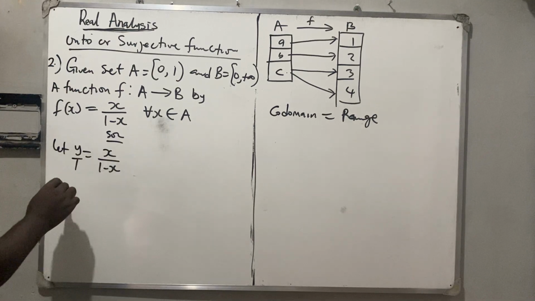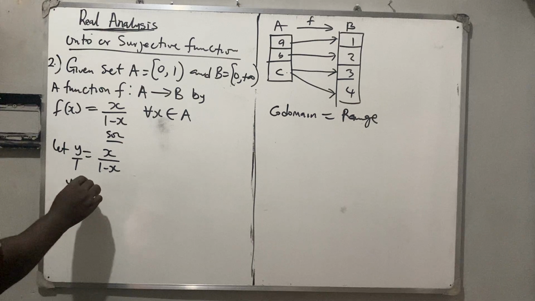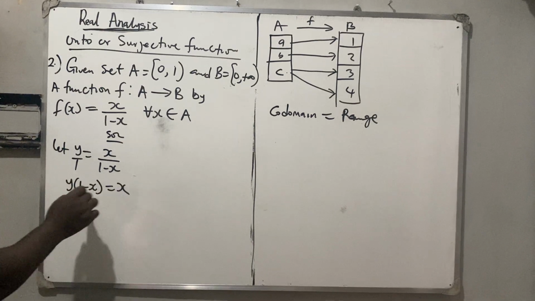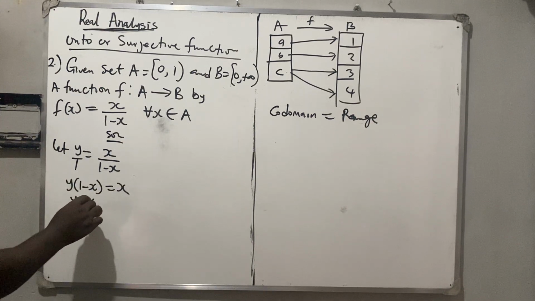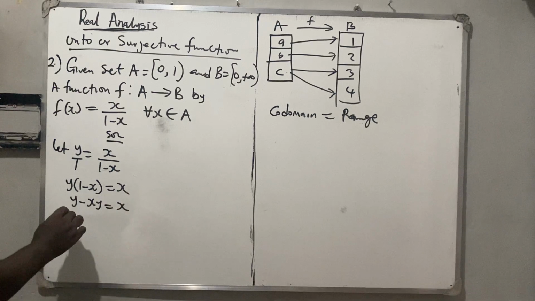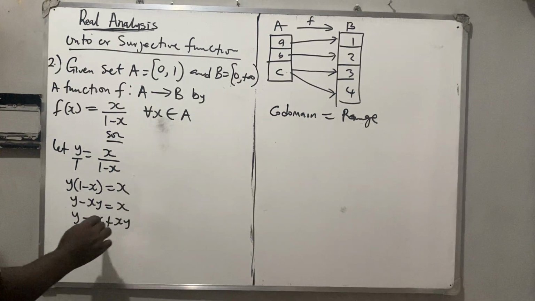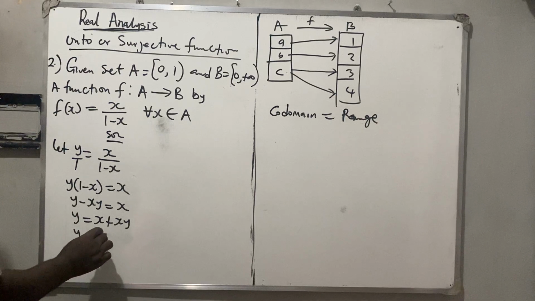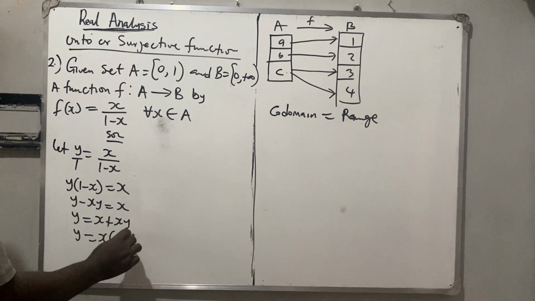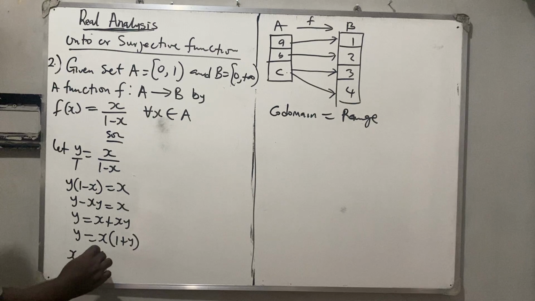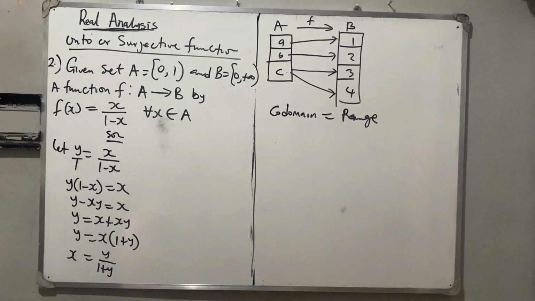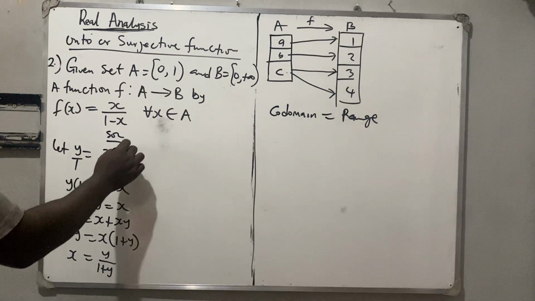If I cross multiply, I'm going to have that y in bracket of 1 minus x is equal to x. So therefore, y minus xy is equal to x. So therefore, y is equal to x plus xy. So therefore, y is equal to x in bracket of 1 plus y. So x staying alone, I have y over 1 plus y.